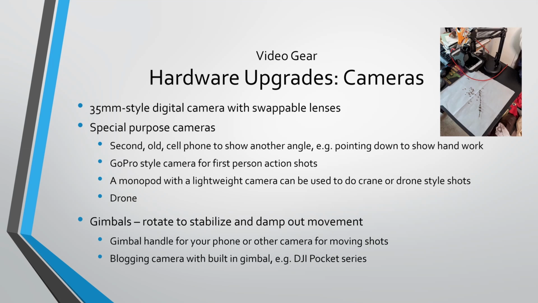You can get a second old cell phone to show another angle, like pointing down to show slow hand work. The picture on the upper right is an old cell phone on a tripod, an articulated grip that's pointing down at a demonstration area that we can switch back and forth to with switching software for online classes. We've used that quite a bit. You can get a GoPro style camera for first-person action shots if your video requires that. They're great for taking out in the middle of a battle or into the woods with you. A monopod with a lightweight camera can be used to do crane or drone style shots.